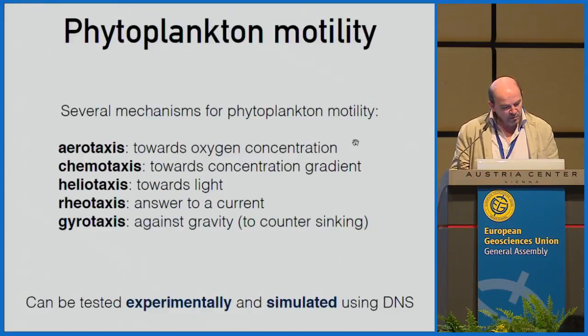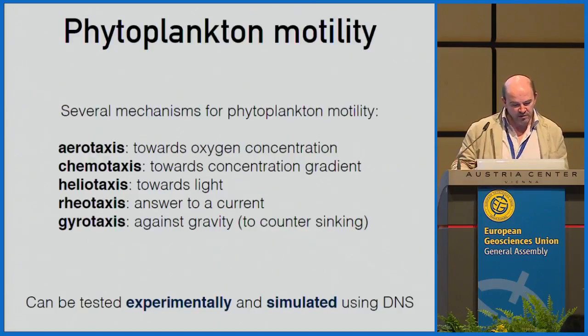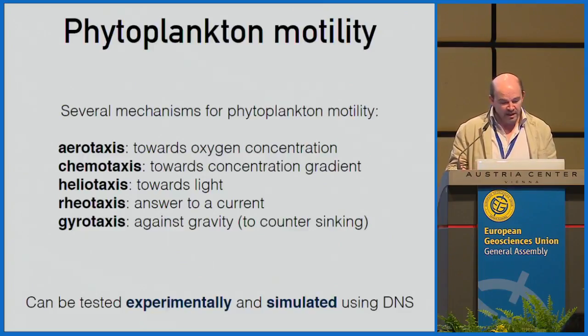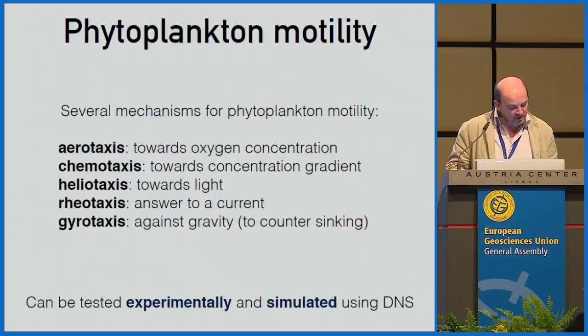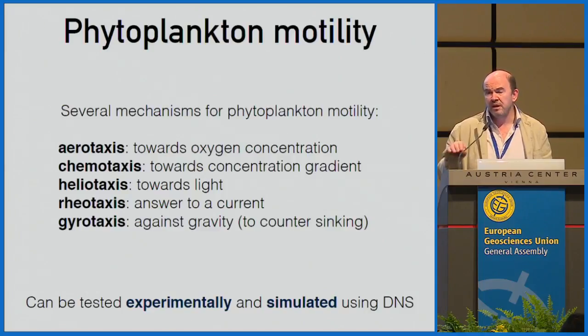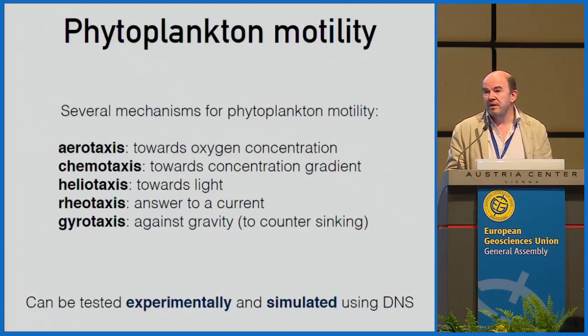They have different ways to move, depending on the mechanism used for their motility. They can look to oxygen concentration, to a concentration gradient of a given quantity like food, to swim toward light, against a current, and some studies also considered gyrotaxis, so they swim against gravity. This is important because their density is slightly larger than the water, so they are going to sink, and they need to be able to stay close to the light.